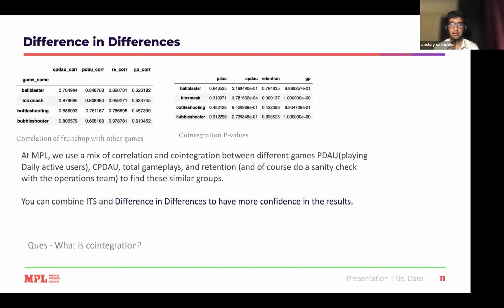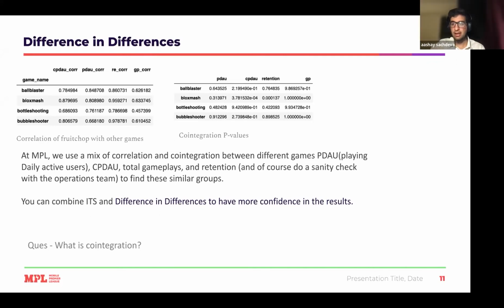Once you have the information from co-integration as well as your correlation metrics, you can now decide which game, at least in our case, is closest to Fruit Shop. Once we have that game, we say that this is the control group now, and we can compare Fruit Shop with it. Any intervention we bring to Fruit Shop, if we see an uplift, can be attributed to the intervention.